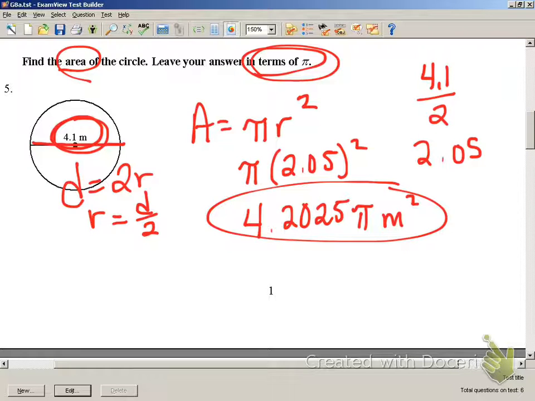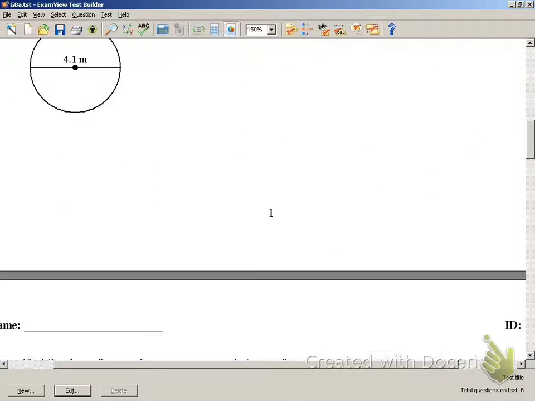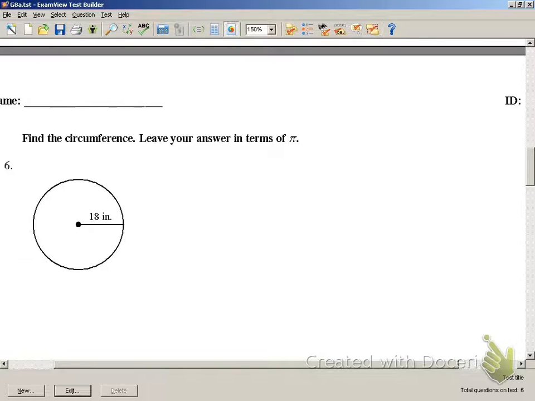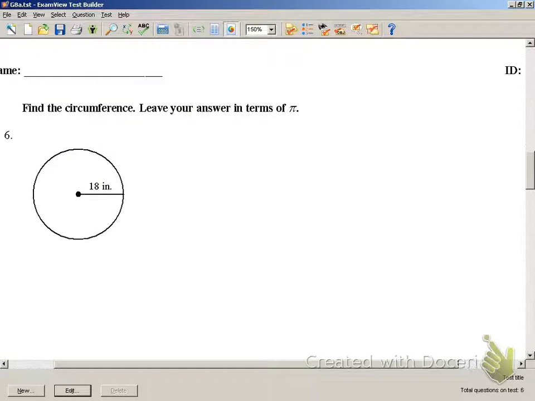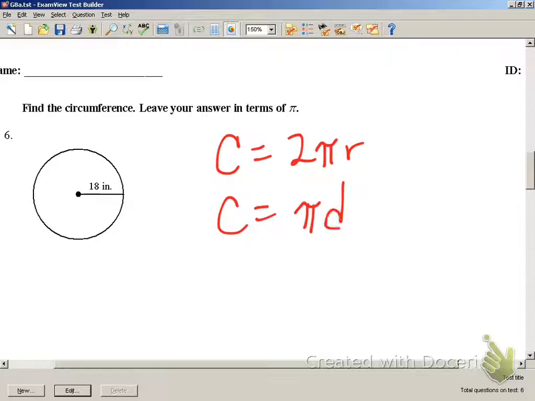Number 6. Find the circumference. Leave your answer in terms of pi. Very similar to area, except circumference is pi d, or circumference is 2 pi r, depending on what they give me for the dimensions. Do they give me the dimensions in radius or diameter? Well, this is the radius. Therefore, I'm going to use this formula here.